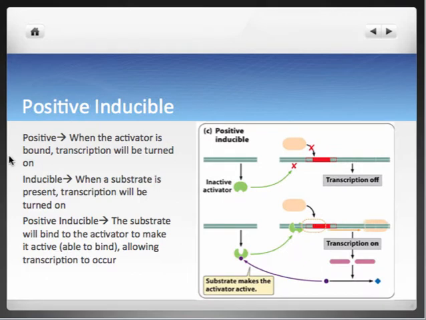Okay, so now if we're talking about positive inducible, positive means that we need an activator to bind for transcription to be turned on, but inducible means that we need to have a substrate present for transcription to turn on. So for both of these to work together, we need the substrate to bind to the protein to allow that protein to bind to the DNA to turn transcription on. Otherwise, without that substrate, the protein can't bind, and so transcription is off. So positive inducible here means that the substrate will bind to the activator to allow transcription to occur.